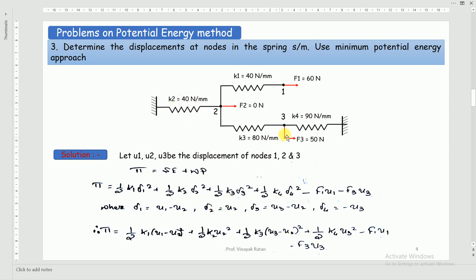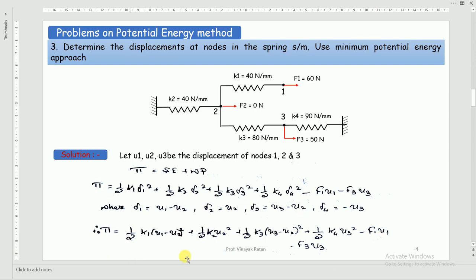And with respect to delta 3, what is the extension of this spring? u3 minus u2. And what is the extension of this spring? It is only compressing, that's why minus u3. So substitute that, this is the equation which you get.